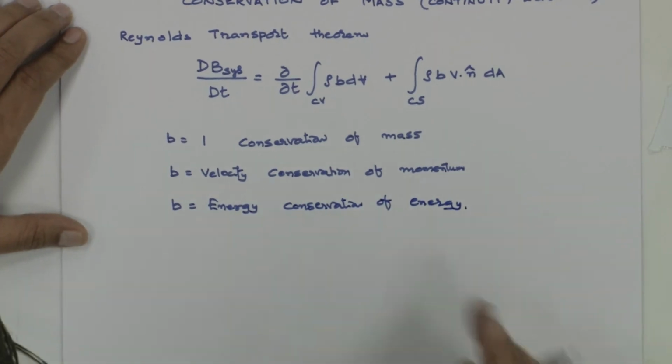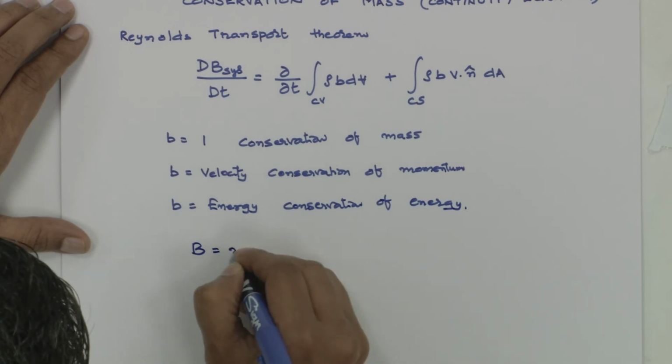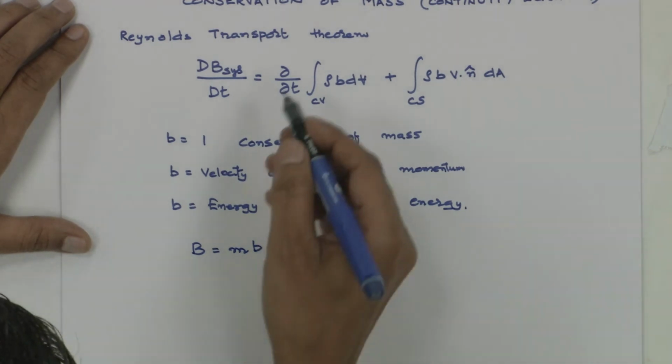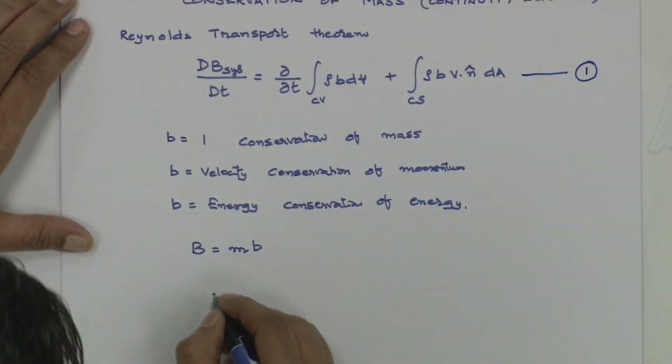So, what is B? Capital B is equal to m times small b. For our moment, that is for the continuity equation, the conservation of mass, small b is equal to 1. So, let us substitute this in equation 1. What would I get?